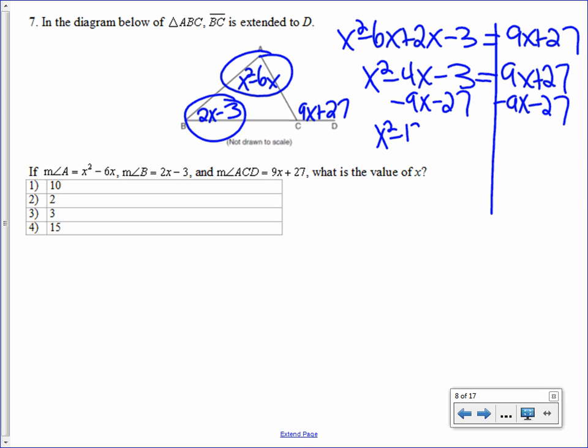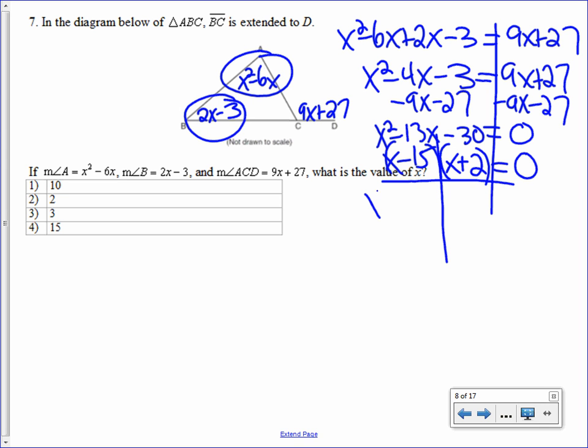That gives us x squared minus 13x minus 30 equals 0. Now that all his friends are over, party time. What do they do with the party? Bubbles. First sign comes down, negative times a positive is a negative. Any two numbers that multiply to 30, subtract to 13, that's 15 and 2.